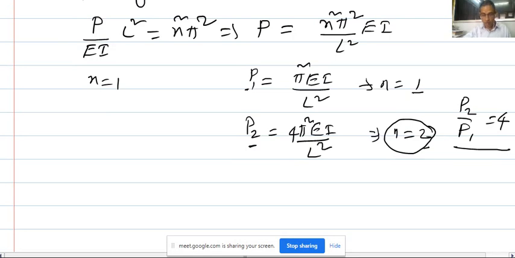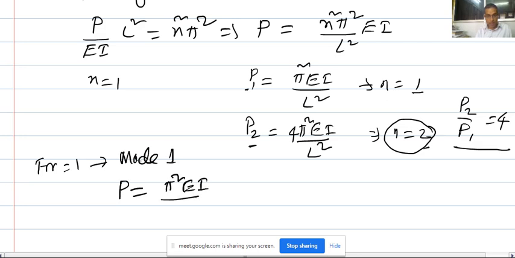Right now we want to work on only n is equal to 1. For n is equal to 1, we call it mode 1. So, P equal to pi square EI by L square, okay. Now you may say, sir, you started with a differential equation, wanted its solution, and you went somewhere else. I do not necessarily have to go back to the differential equation, I already got that. What I needed was P, and I got it. So I do not have to go back to substitute there.